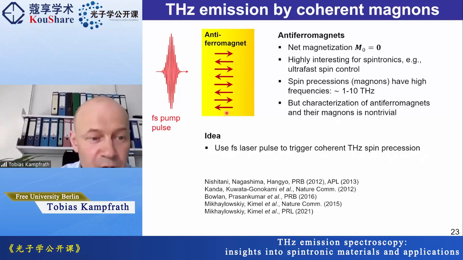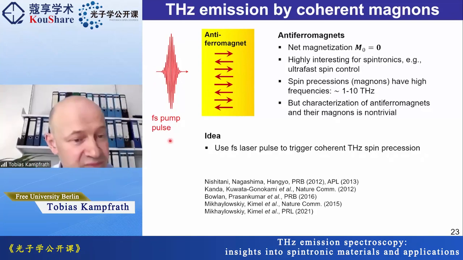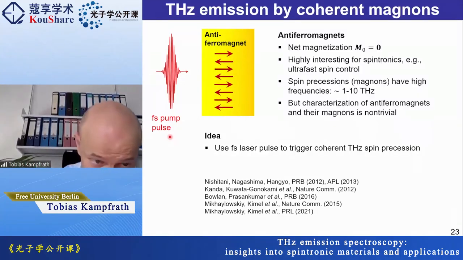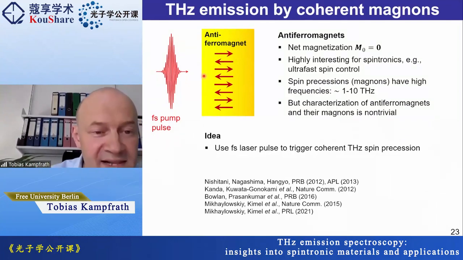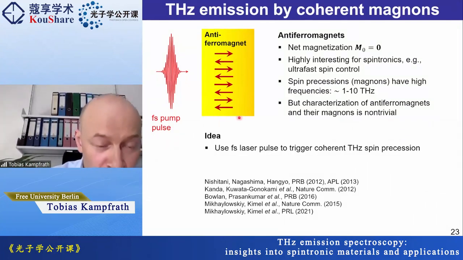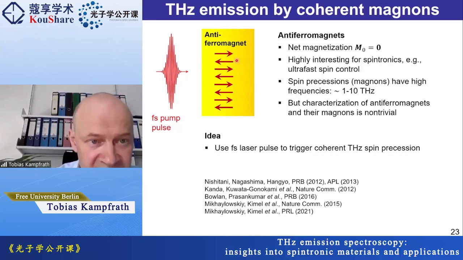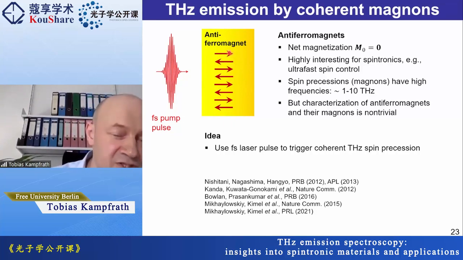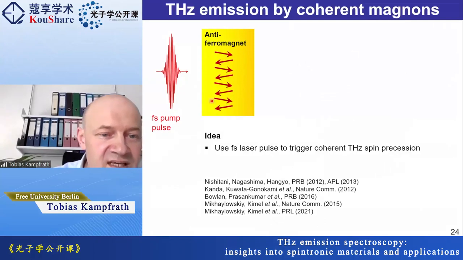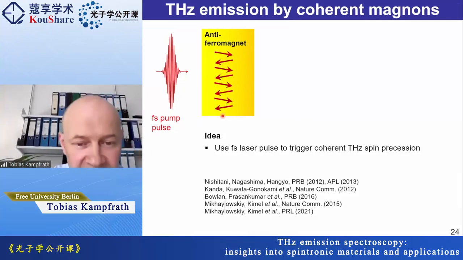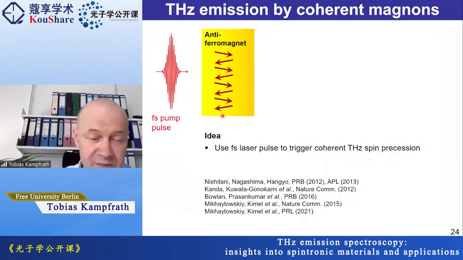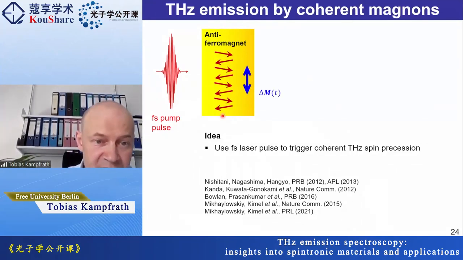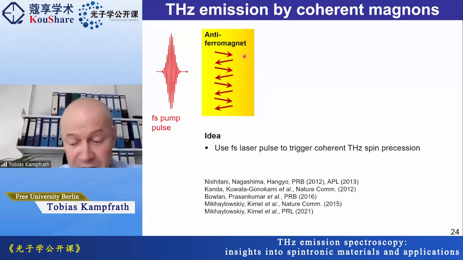We take an antiferromagnet and kick it with a femtosecond pump pulse. The femtosecond pump pulse will then, for a very short moment, rearrange the electrons in the antiferromagnet, and as a consequence, we induce torque on the spins here. So this means the spins are a little bit deflected out of their equilibrium direction. And once the pump pulse is gone, they want to go back into their equilibrium position.